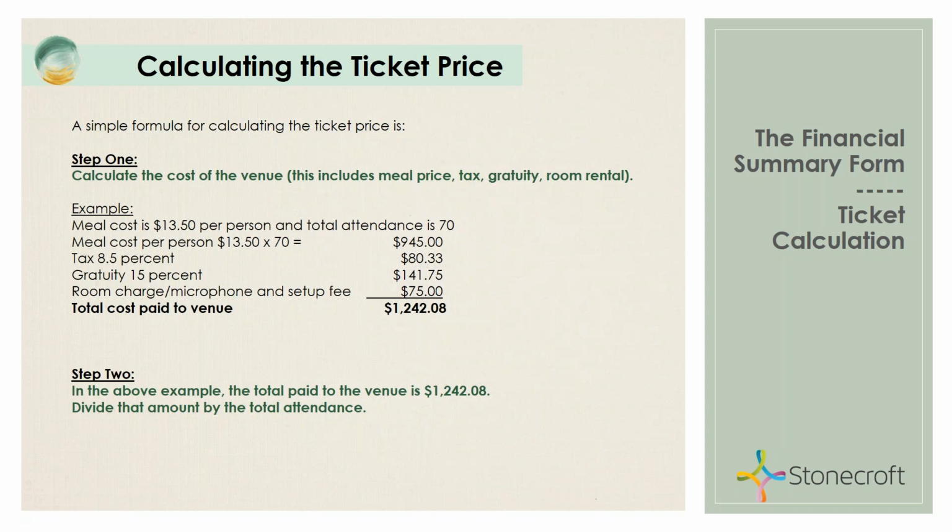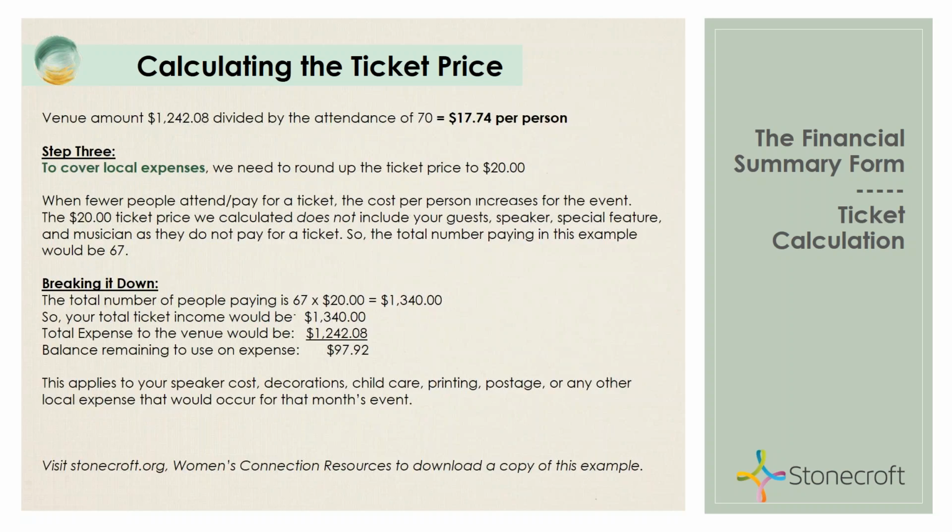Step 2. In the above example, the total paid to the venue is $1,242.08. Divide that amount by the total attendance. So our venue amount was $1,242.08 divided by the total attendance of 70, which comes out to $17.74 per person. Step 3. To cover local expenses, we need to round up the ticket price to $20.